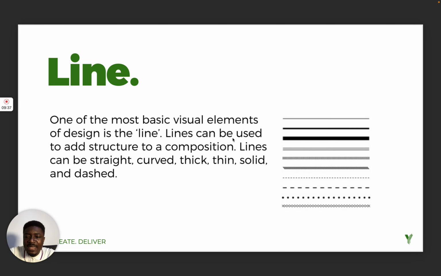Now, your line is essentially, and I don't need to overemphasize this. You use your lines. They can either be thick, they can either be slim, they can either be solid, they can either be dashed. All right, when you have a straight line, or you want to have a curved line, you want to have dotted lines, you want to have them in there. So essentially, you use your lines for a lot of things.